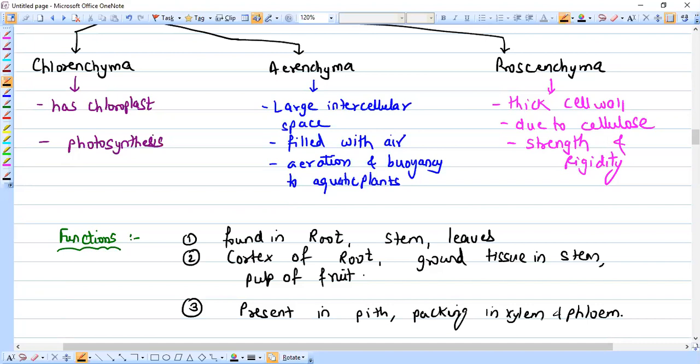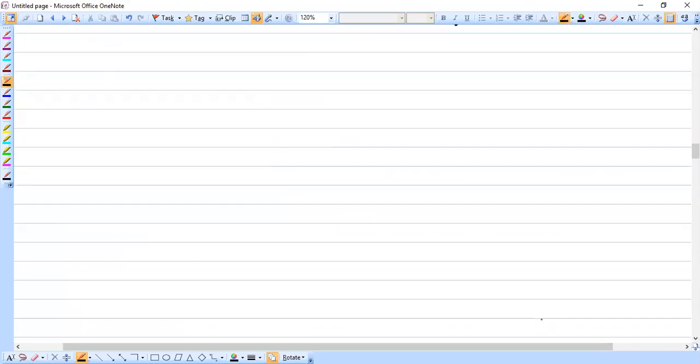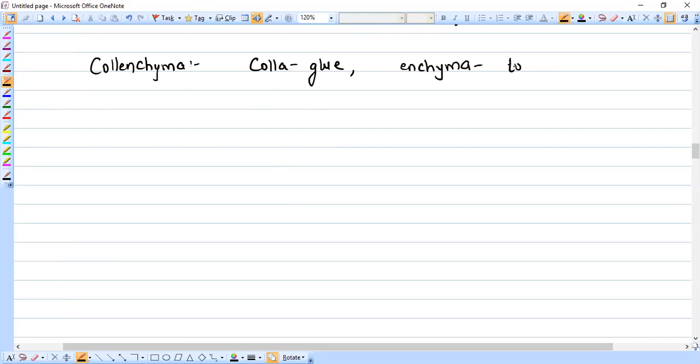After this, we have the next important one, that is called collenchyma. So let's talk about collenchyma. What do you mean by this word? When I use this word, colla means glue. Then we have the word enchyma. Enchyma means to pour. Again, the collenchyma is a living tissue.